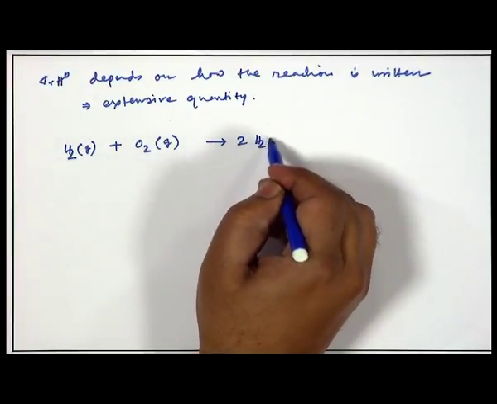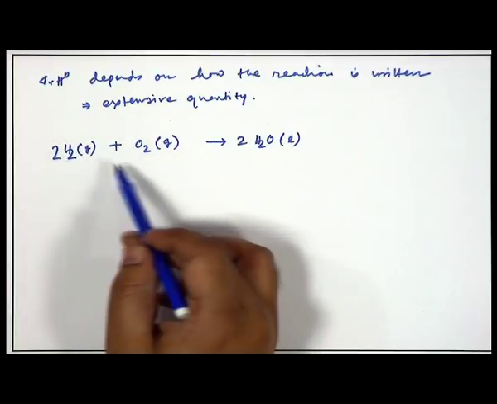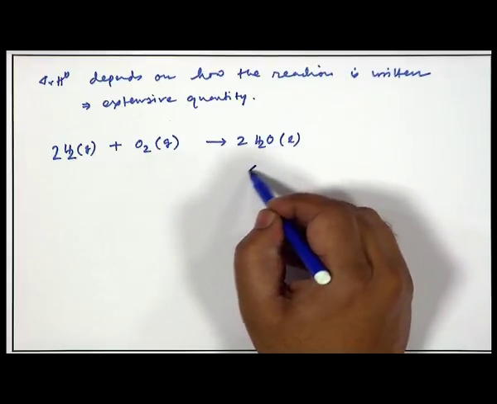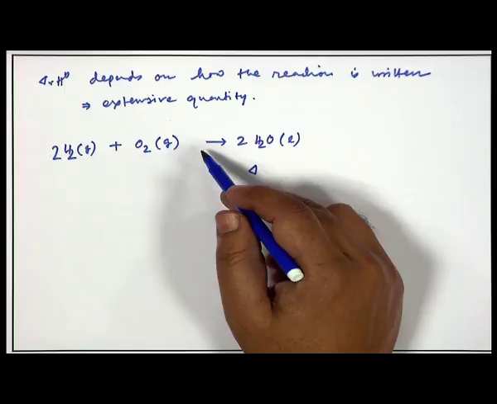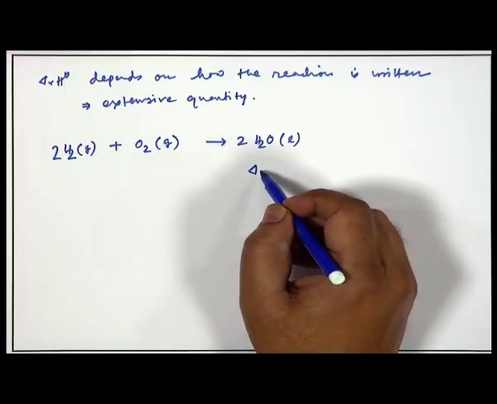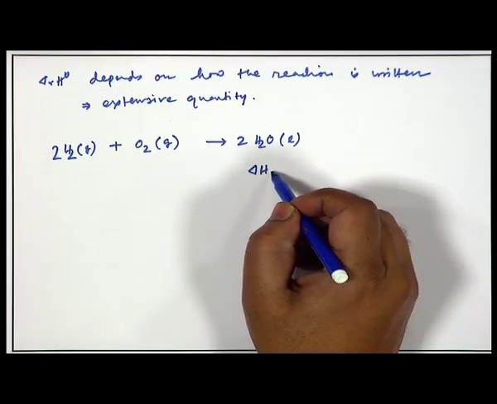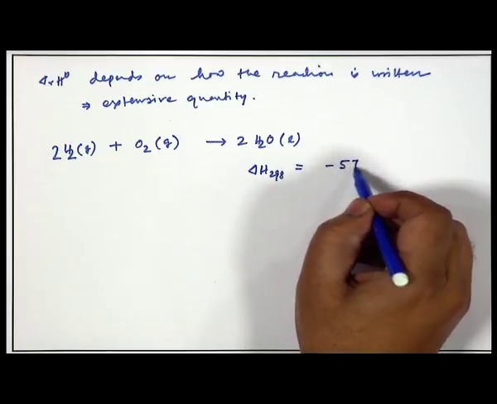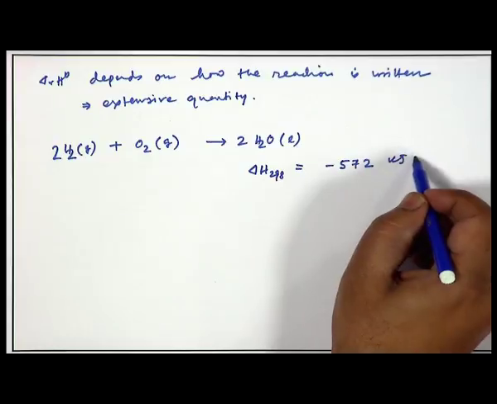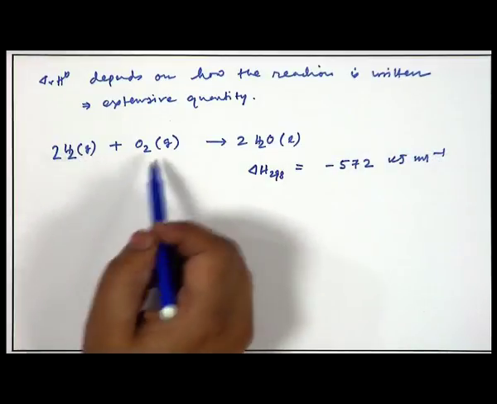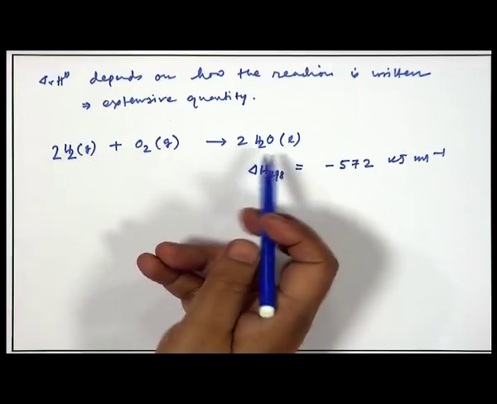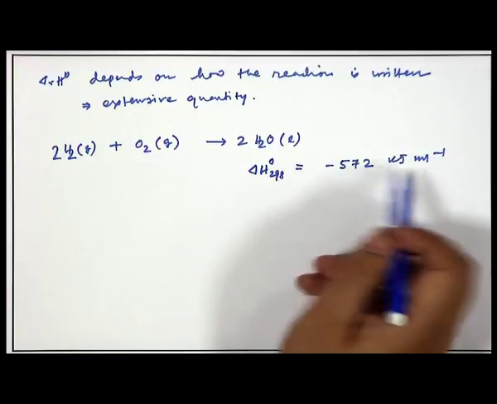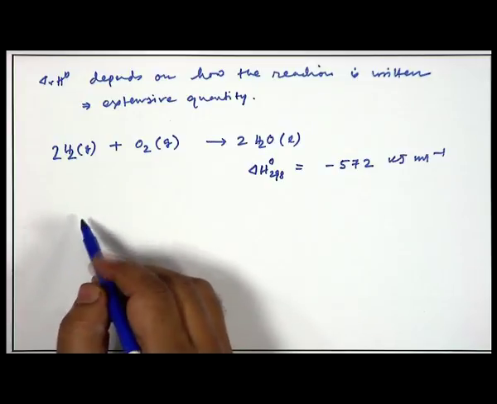This is obviously the first thing you have to check: whether this is a balanced equation or not. Once you check it is a balanced equation, the delta H value, the heat change or heat of reaction of this reaction at 298 K is given by minus 572 kilojoule per mole. Now, if we consider all these hydrogen, oxygen and water in standard condition in this reaction, which is at 1 bar and this particular temperature, then we can write this is standard enthalpy of reaction.